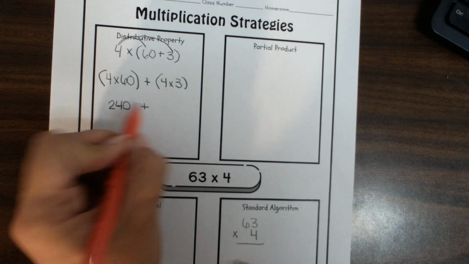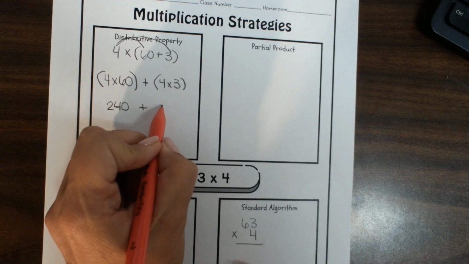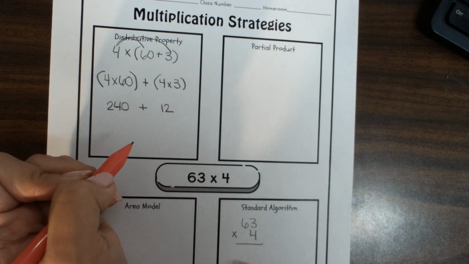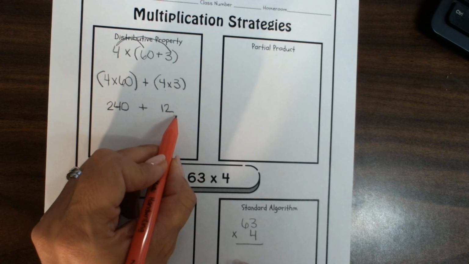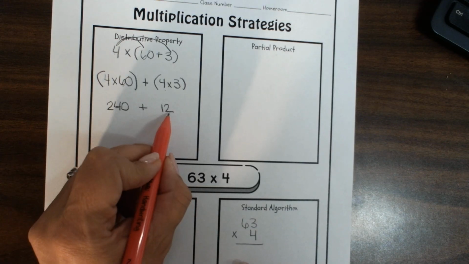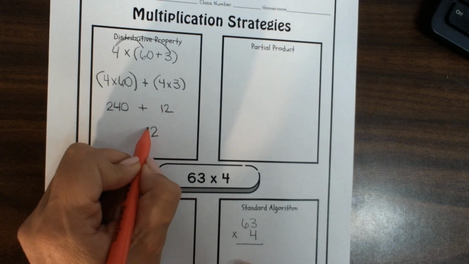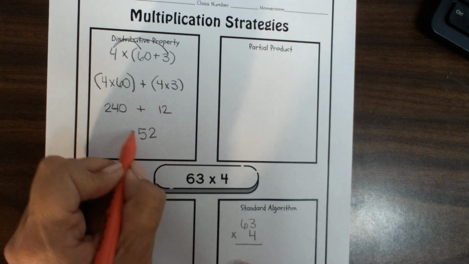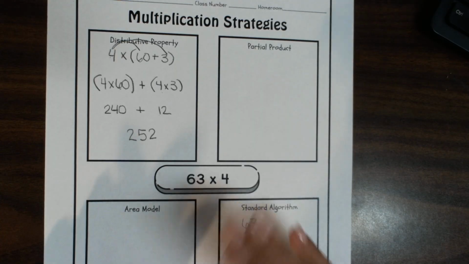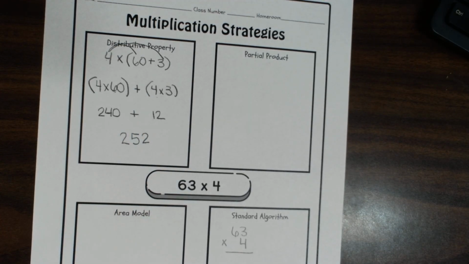And then we would add 4 times 3, which is 12. And then we would add those two numbers together. So when we combine them, we get 2 ones. 4 plus 1 is 5, so 5 tens and 2 hundreds. So this is what we would generally look at whenever we are doing specifically the distributive property.